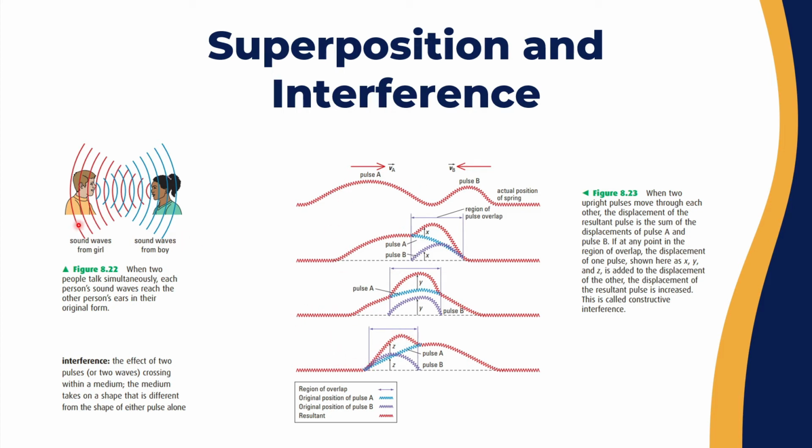That case could happen when you have two people talking to each other. Each one of them will be having their sound, because the sound is made out of waves. So those waves will interfere with each other and create a new total wave that is called interference or superposition wave. So the interference can be defined as the effect of two pulses or two waves crossing within a medium. The medium takes on a shape that is different from the shape of either pulse alone. So you have this pulse looking this way at a certain wavelength, and you have this pulse looking in another way. The total pulse will be this total curve over here. So in this case, the new interference wave is different than both waves making that interference wave.